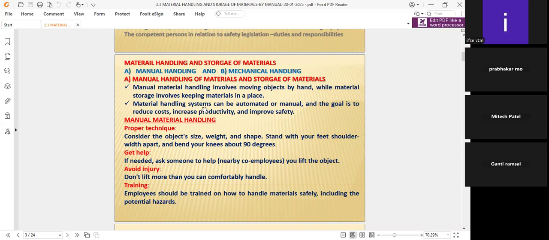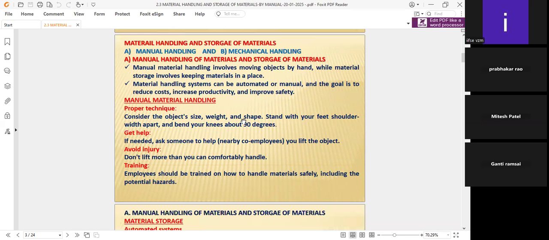The material handling systems can be automated or manual, and the goal is to reduce cost, increase productivity, and improve safety. Our aim is, whether you go for manual or automated, depending upon the organization's investment in material handling and storage of materials, our organizational goal is to reduce cost, increase productivity, and improve safety. That is our main organizational goal.